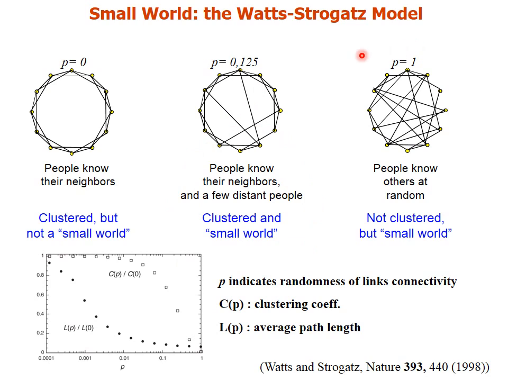If we rewire all the links, so the disorder of the network is maximum, now the cluster coefficient is minimum, but of course the path length is minimum too. So this is a non-clustered but small world network. By small world we mean that the path length is low.